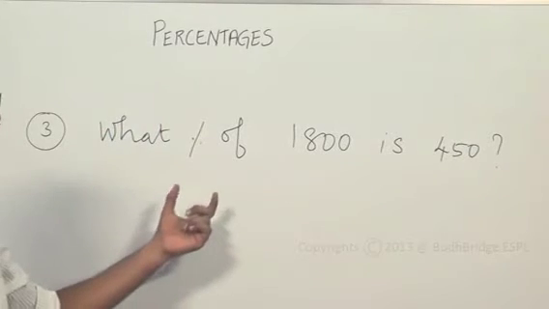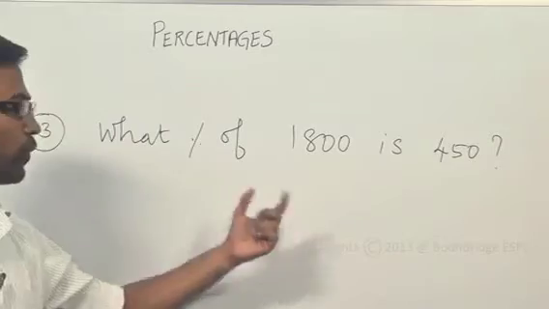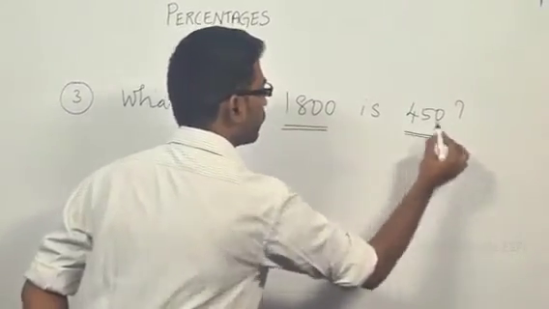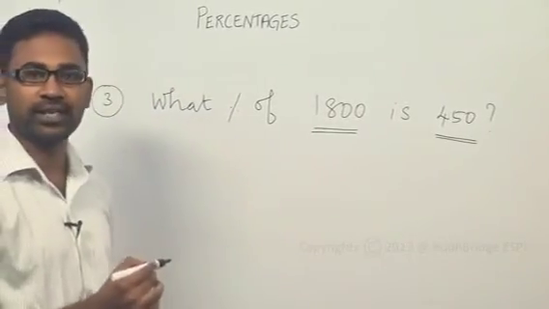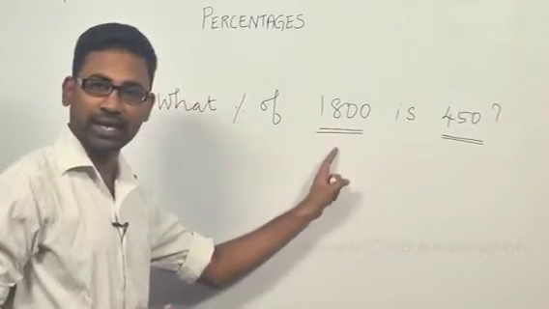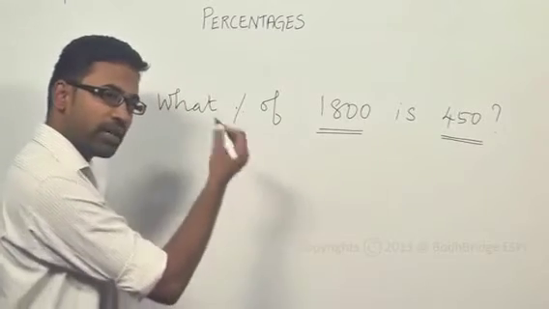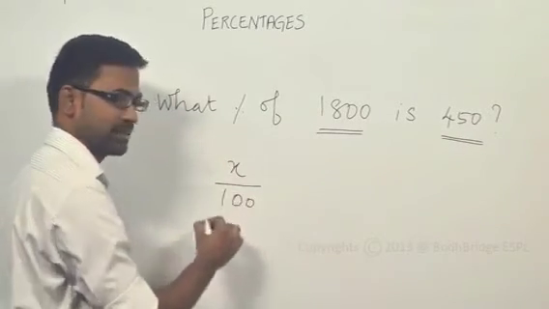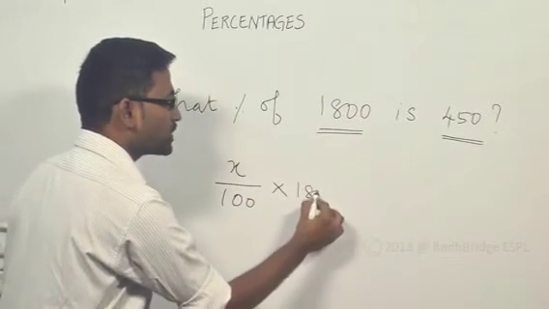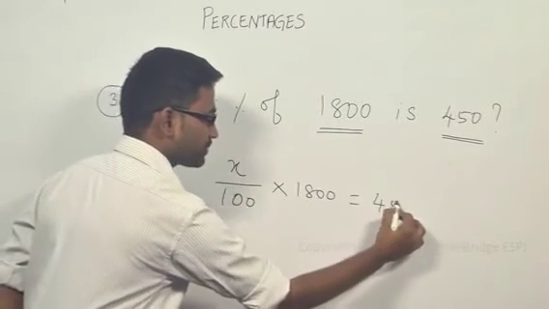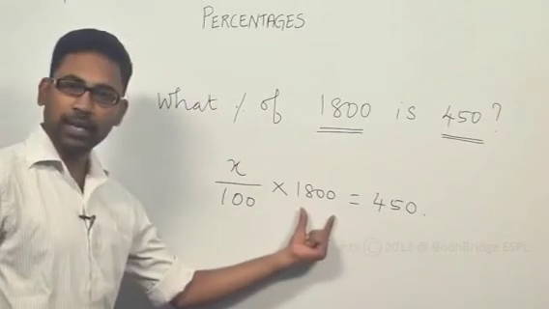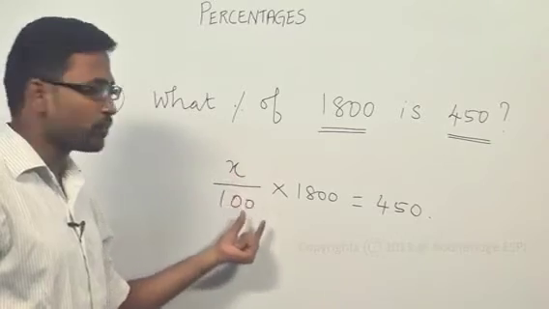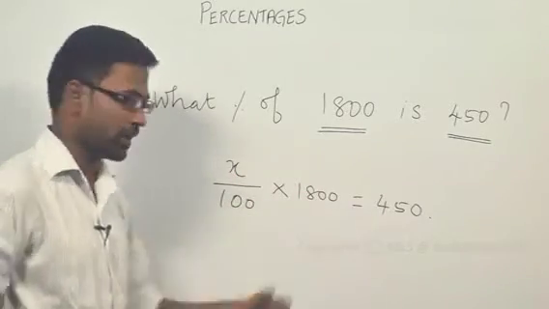The third example is, what percentage of 1800 is 450? Now the number is given, and if you take some percentage, it comes as 450. So we need to find what percentage of 1800 the 450 is. The same thing we saw in the previous two examples. Here the percentage is missing, so I put it as x. x by 100 into 1800 is equal to 450. I need to find the x value, which gives what percentage of 1800 is 450.